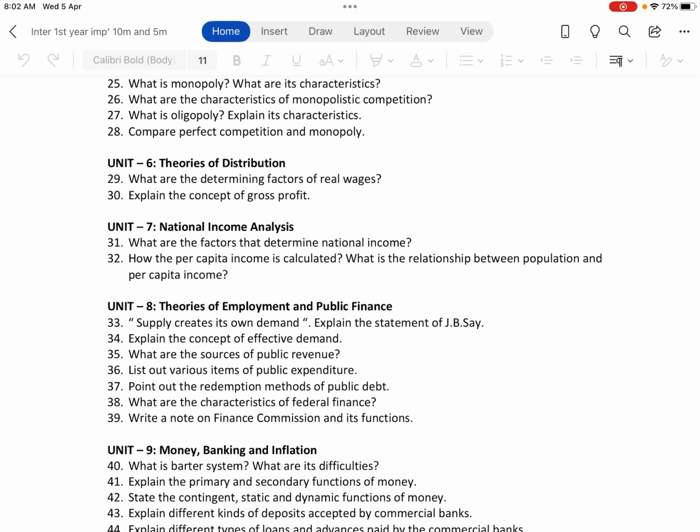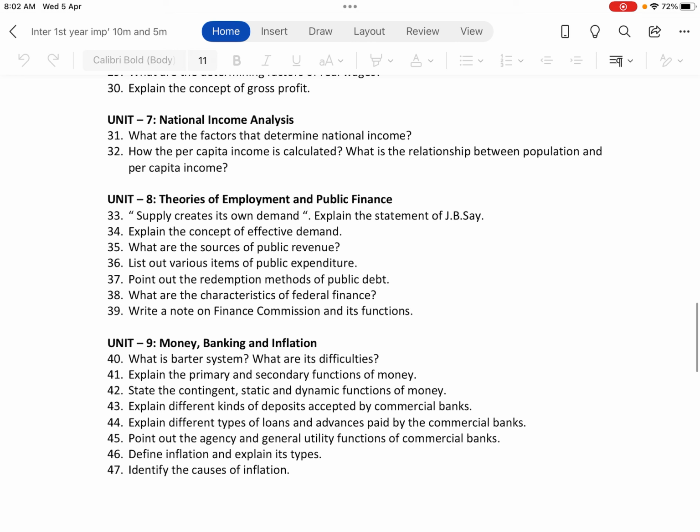So this also has been covered under the 10 marks. You have to mention just only the various methods of redemption of public debt. And 38th question, what are the characteristics of federal finance? And 39th question, write a note on finance commission and its function. So even though the number of questions are more in this unit, only one question has been asked as far as the March 2023 board exam was concerned.